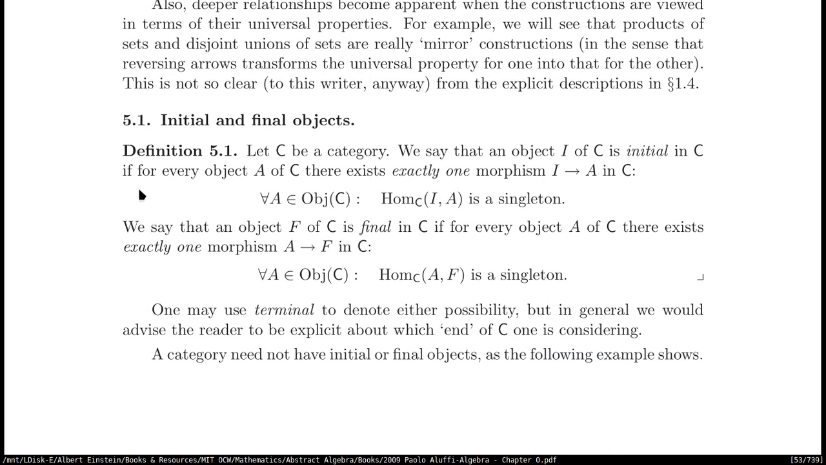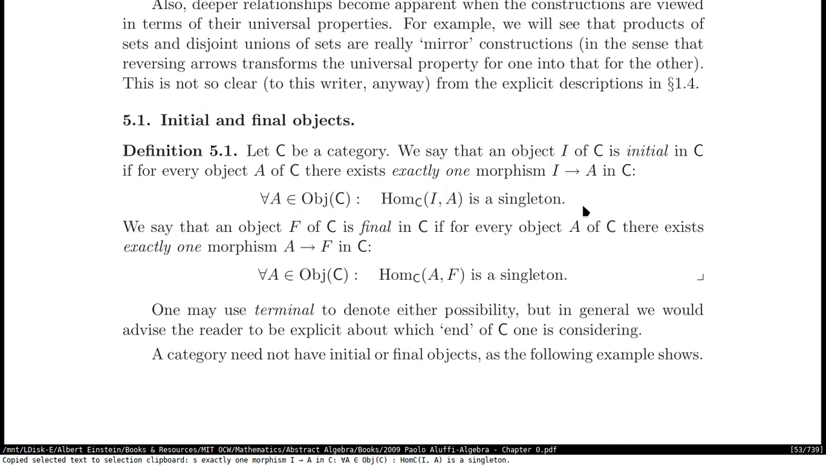Okay, so we have a few definitions to see. Let's see. So you have a category, C. Then we say that an object I of C is initial in the category if for every object A of C there exists exactly one morphism going from I to A in the category. So this object is initial because for every other object A there is exactly one morphism that goes from I to A. So the Hom set of I to A, where A is any object, is just a set with one element, a singleton.